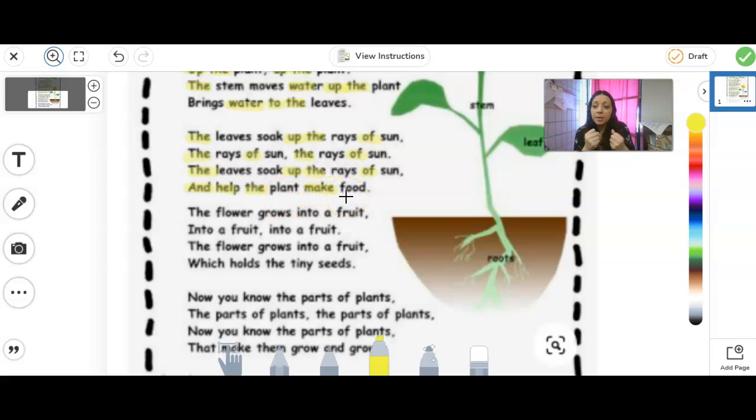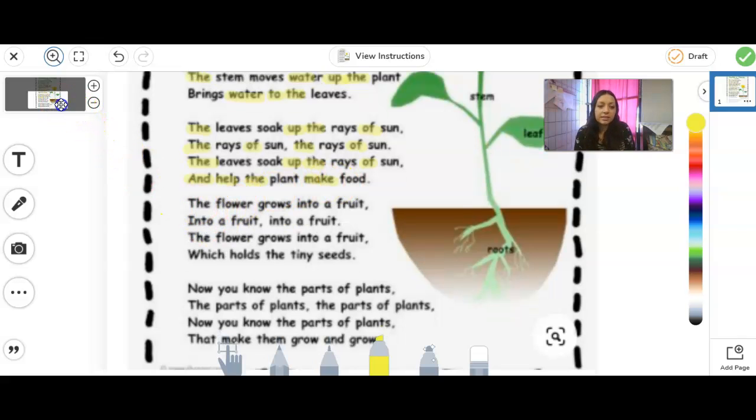Okay, so we're going to read it one more time, and I'm going to show you the motions. Are you ready? The leaves soak up the rays of sun, the rays of sun. The leaves soak up the rays of sun and help the plant make food. So what you're going to do is you're going to act like they're your hands, and so the leaves are going to soak up the rays of sun. The leaves soak up the rays of sun and help the plant make food. Very good. So your leaves are sucking all those rays of sun up.